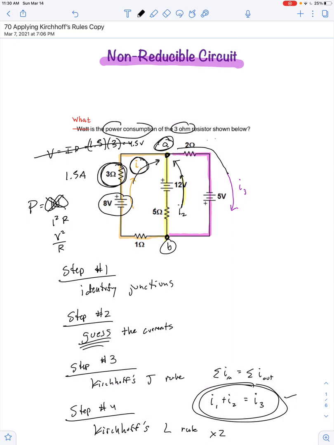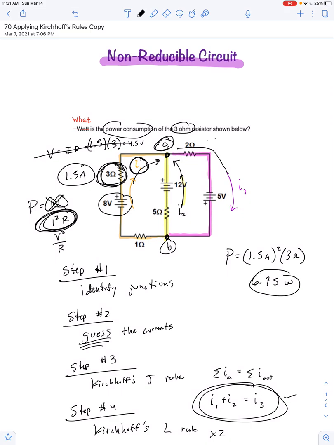But what if I didn't want to solve for that voltage, right? What if I just say, hey, I know the current is 1.5 amps. I know the resistance is 3 ohms. The second equation is the way to go. The power is equal to 1.5 amps squared multiplied by 3 ohms, and we get a power of 6.75 watts. Hey, there we have it.